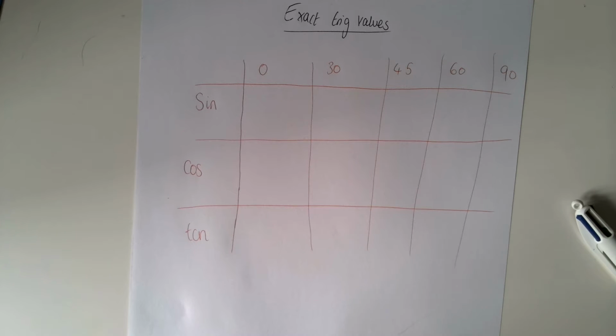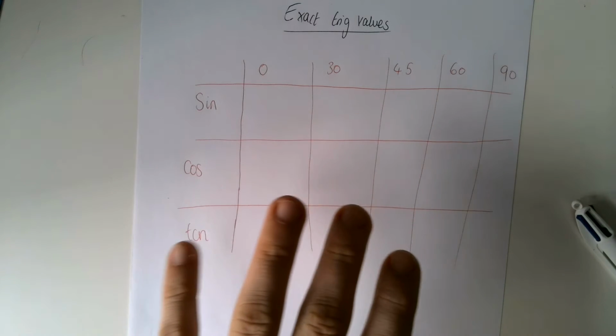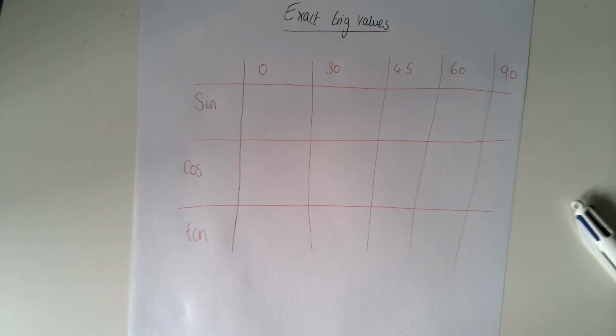Hi guys, I'm going to do a quick video on exact trig values. So what I mean by an exact trig value is a question could ask you what is the value of cos 30 without a calculator. So I've got a table here and I'm just going to show you a way to remember it.